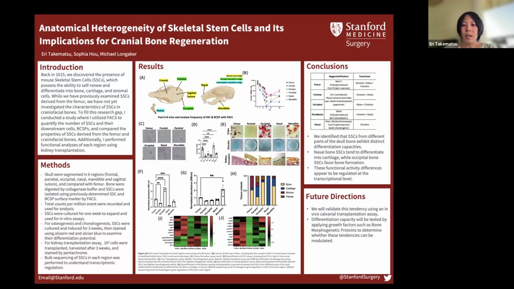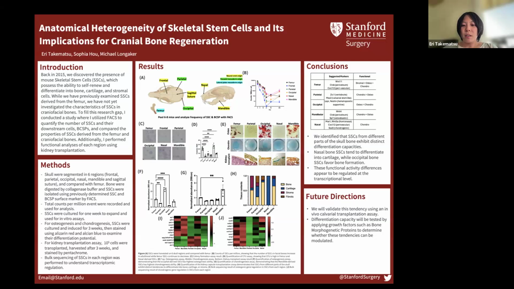In panel E, you can find that the osteogenic capacity, which is the top row of panel E, was really high in occipital-derived SSCs. While the nasal-derived SSCs have a high chondrogenic activity, you can see in the middle part.